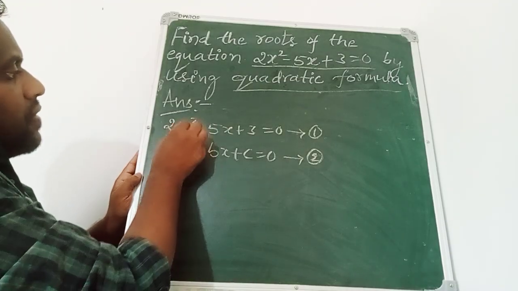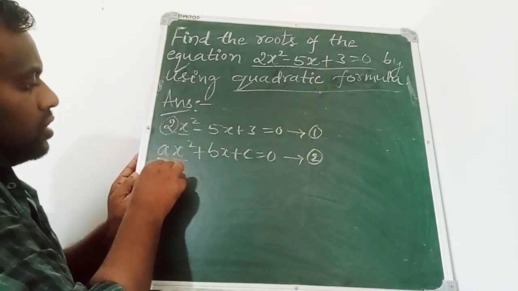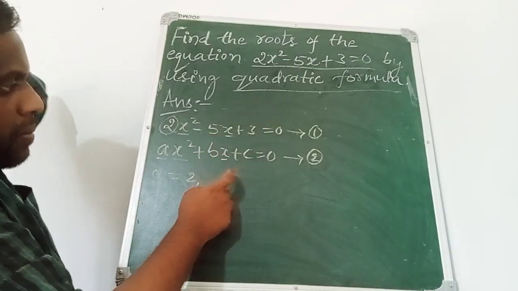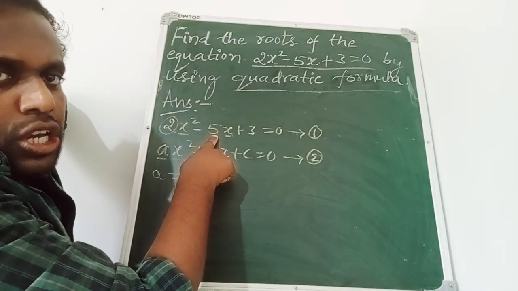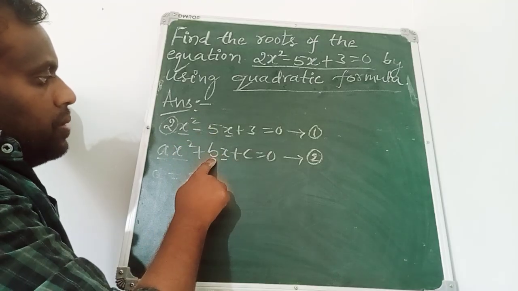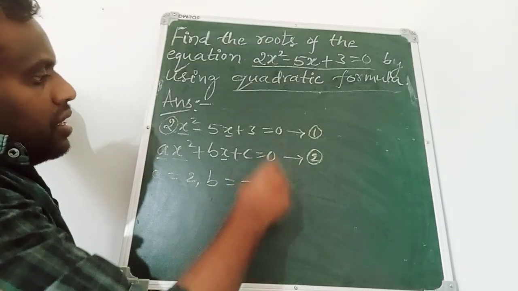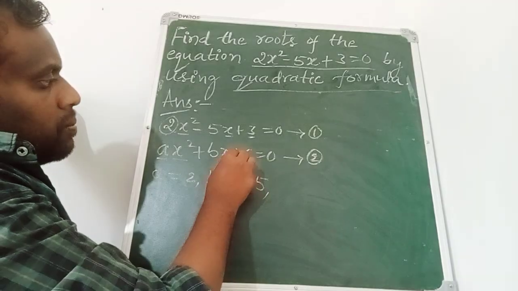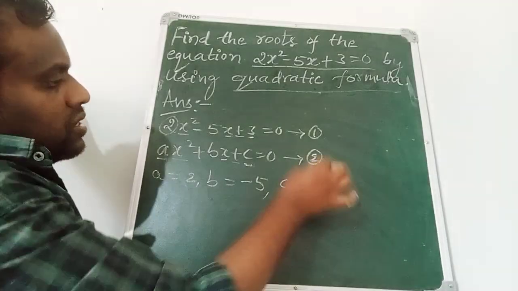See here, x² is the same. In place of a we have 2, so a = 2. Next, x is the same. In place of b we have 5, but you have to consider the sign also, minus. So b = −5. Next, in place of c we have 3, so c = 3.